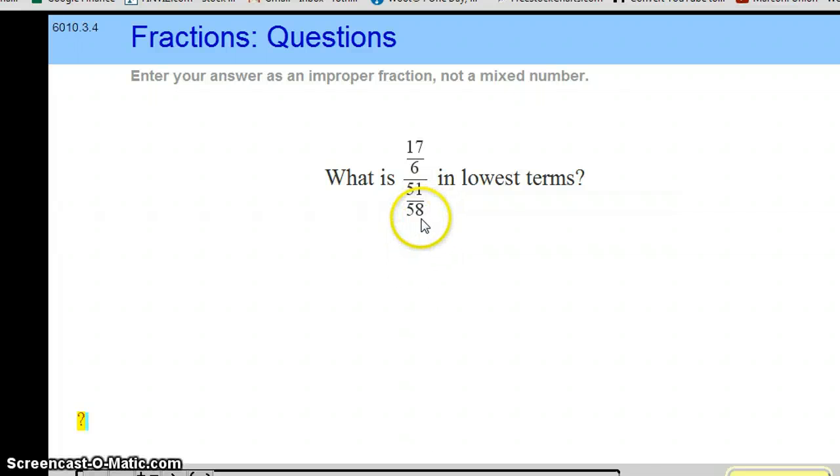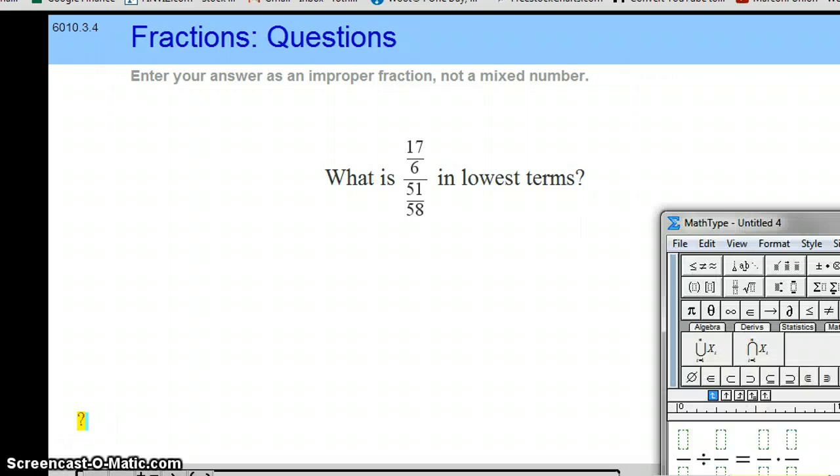What you could do with this one, and a good way to check your answer, is to plug this into a calculator. You find the numerator, 17 over 6, then you divide by whatever the denominator is, 51 over 58. Plug those two fractions into a calculator, you'll get some decimals, and then you can perform the division. That's a good way to check your answer. But we're going to find a cool way to work with fractions. So let's pull this up.